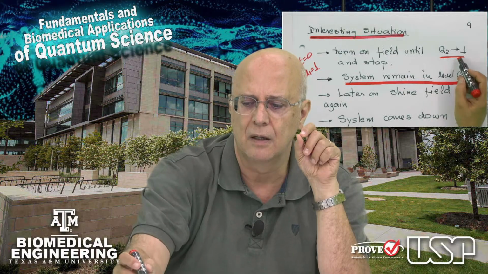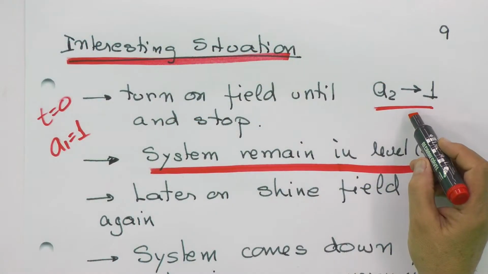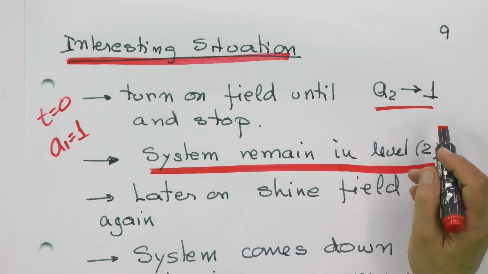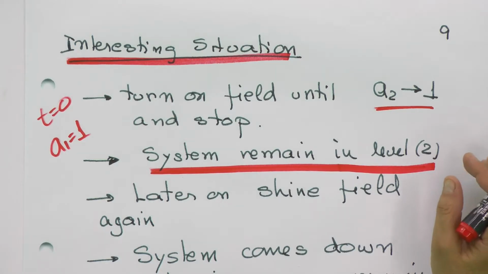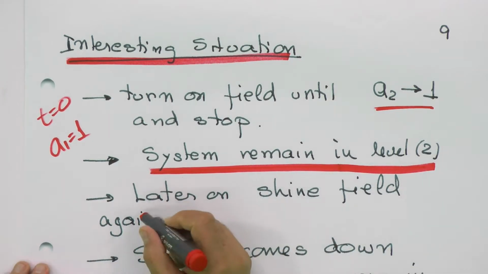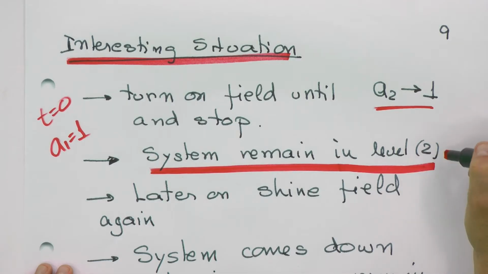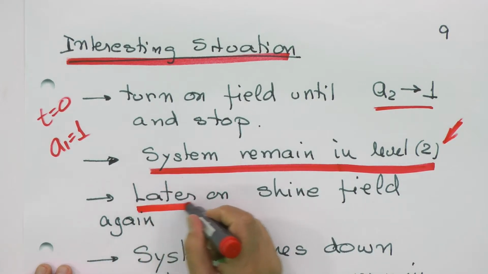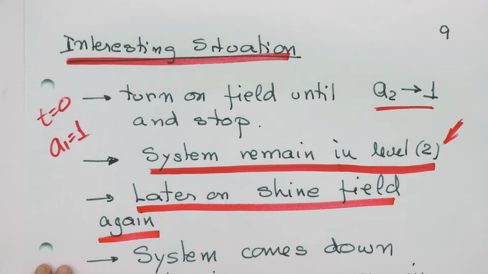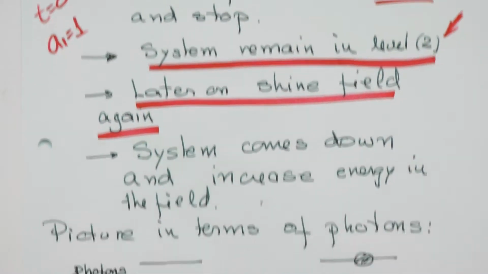If you do a measurement, it's probability 1 to be in level 2. And then later on, we come later, and we turn off the field, the system stays there in level 2. Later, we shine the field again. We turn on the field again.